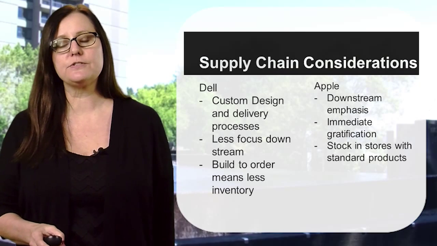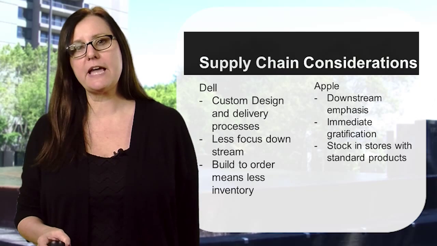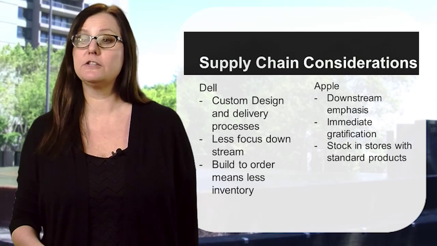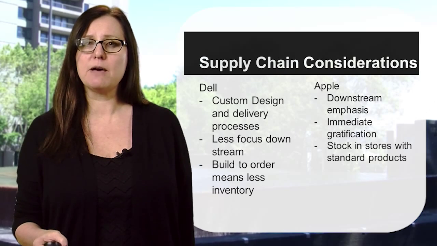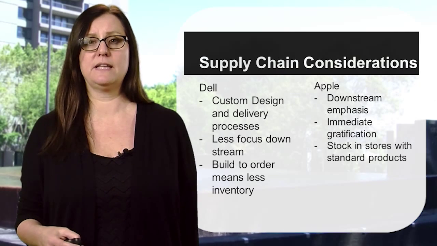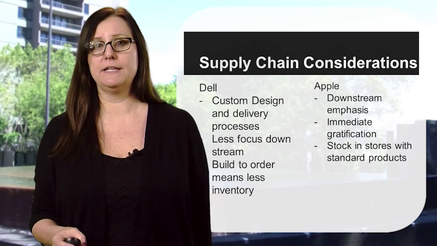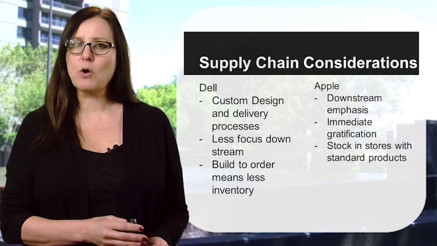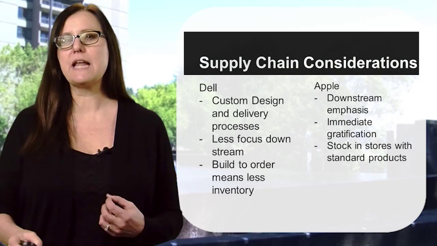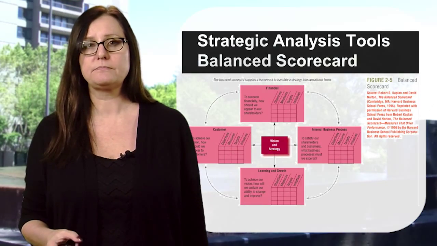Now, Apple on the other side, we have stores in malls. That's pretty good and hefty downstream emphasis. There's immediate gratification. Boy, if I walked in at Christmas time to buy an Apple computer for my kids and I couldn't walk out of the store with it, I wouldn't be instantly gratified. So there's a lot more stock being carried in the stores, and the products have to be more standardized. Not as much customization, not build to order.